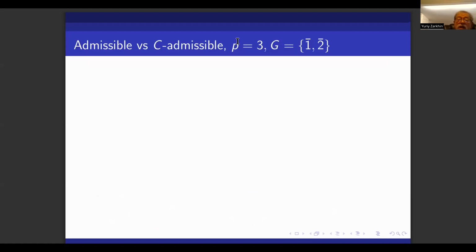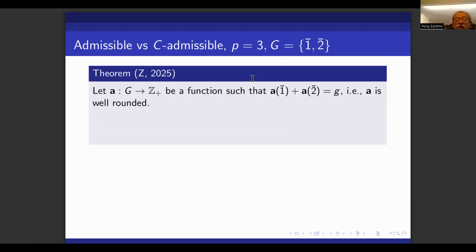Okay, now let me consider a special case when p equals 3. Then we could give an explicit description of all C-admissible functions. So in this case, we may identify the group G with a pair of elements 1 bar and 2 bar, 1 mod 3 and 2 mod 3. So let A be a function on G, integer, non-negative, such that A of 1 bar plus A of 2 bar is g. In other words, A is well-rounded.